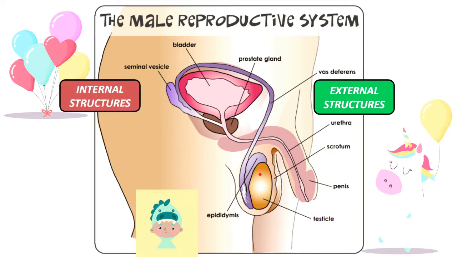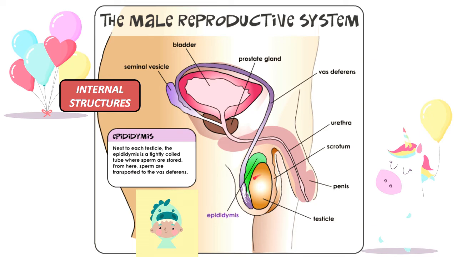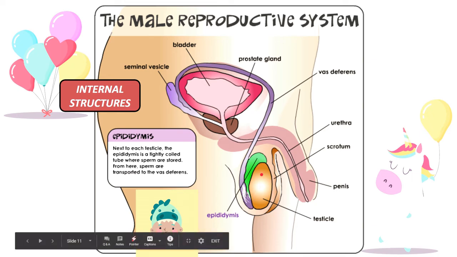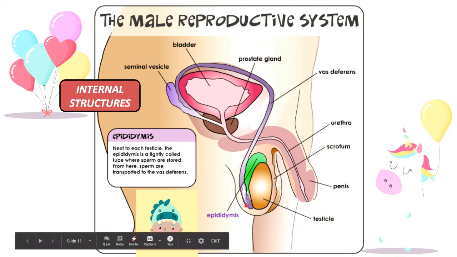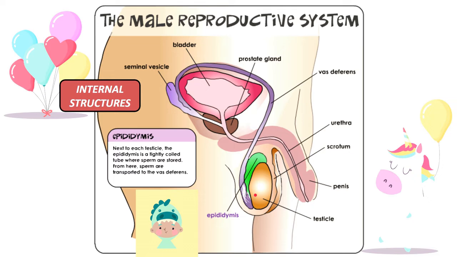Now we go to the internal structures of the male reproductive system. If the sperm cells are produced in the testicle, they mature in the epididymis. This is actually a system of tubes that sits next to each of the testicles, and this is where the sperm cells mature and are stored. And then eventually they will be transported out through the vas deferens in order to be secreted as part of the semen. So in the testicle and epididymis, only the sperm cells are produced, stored, and matured.